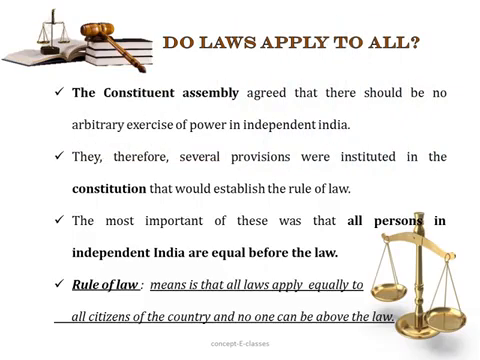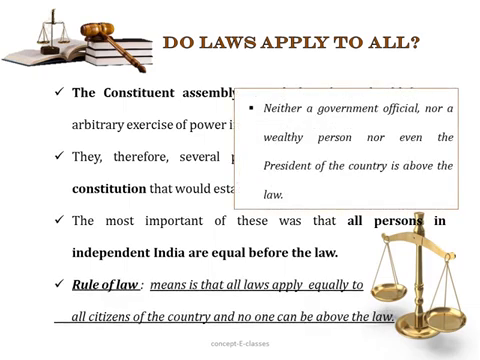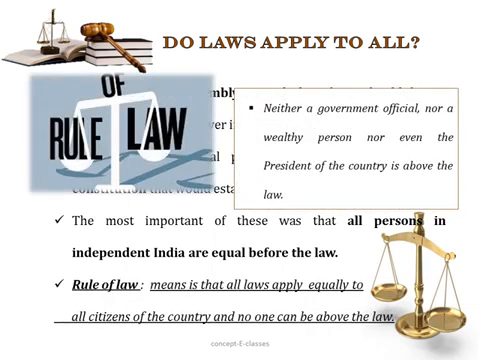Now we studied that the constitution established the rule of law. Now what is this rule of law? It means that all laws apply equally to all the citizens of the country and no one can be above the law. The rule of law states that all laws are equal to every citizen and no one is above the law. Not even a government official, not a wealthy person, not even the president of the country is above the law.